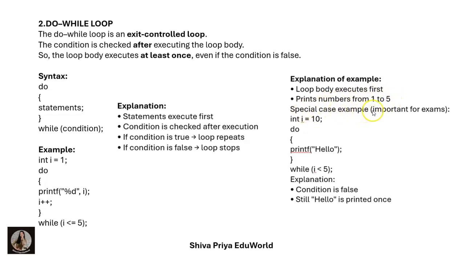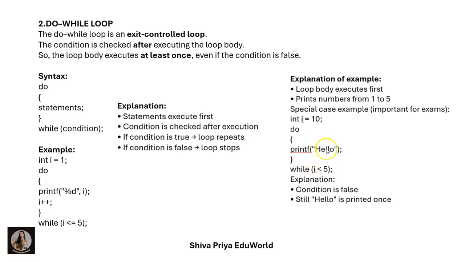Special case example. I am taking one more example. int i = 10; do { printf("hello"); } while (i < 5); In this case, the condition is false. Clear? Here the condition is false, i is less than 5.